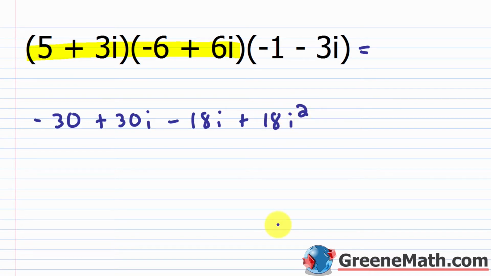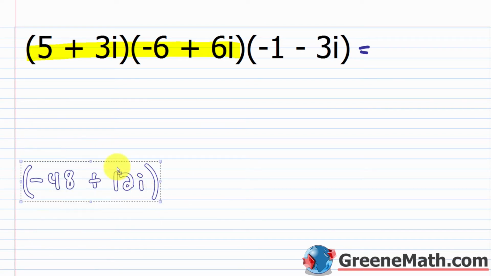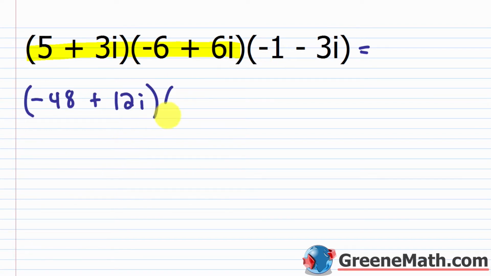Now, we know i squared is negative 1. So let's go ahead and erase this and put a minus 18. So to combine things here, negative 30 minus 18 is negative 48. So negative 48. Then we know that 30i minus 18i is going to give us 12i. Okay, so let's erase this. So we're going to put this in parentheses, and we'll drag it up. And now it's times this guy, negative 1 minus 3i.